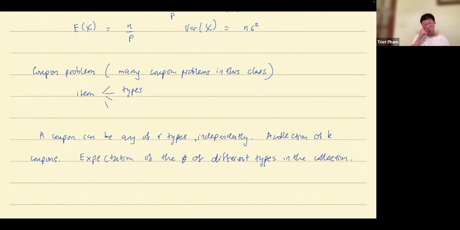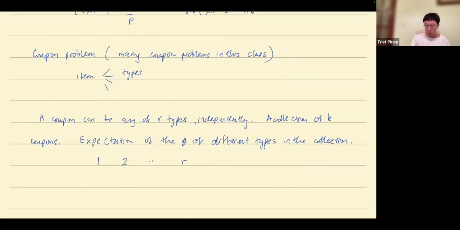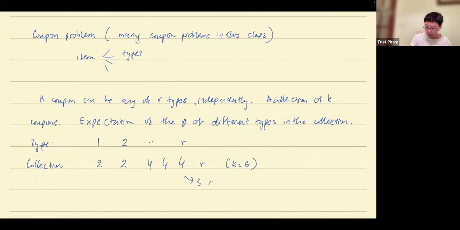So once again, there's type 1, type 2, etc., up to type R. Any coupon can be of this type. If you have a collection of K coupons, then let's say you can have the first coupon being type 2, type 2, type 4, type 4, type 4, etc. Let's say K equals 5, and then type R. In this case, this particular collection has 3 different types.